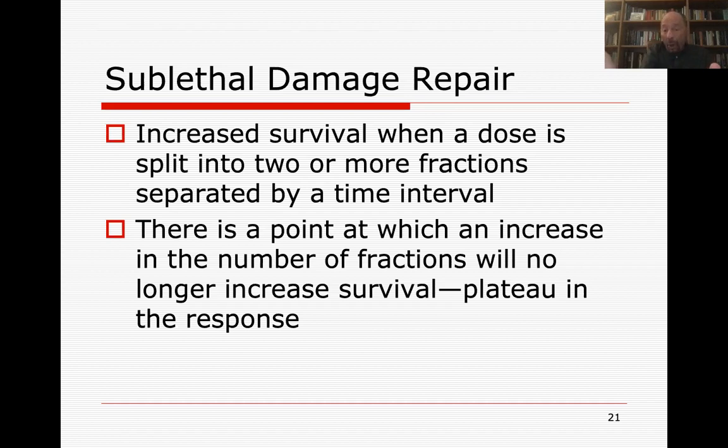There must be a point where this cannot be increased any longer. I mean, there must be a minimum. There must be a point at which an increase in the number of fractions or a lowering of dose rate will no longer increase survival. So there must be a limiting dose rate, let's say, because once you have perfectly linear, it should not go down anymore.